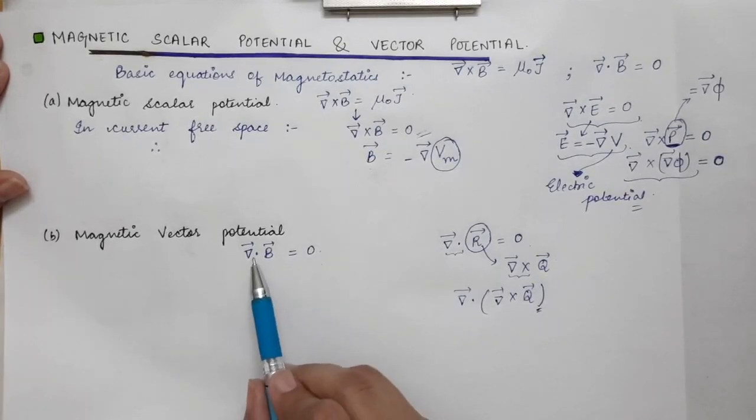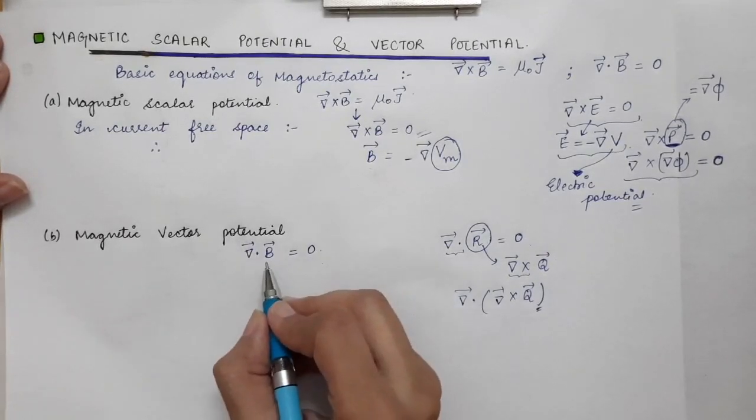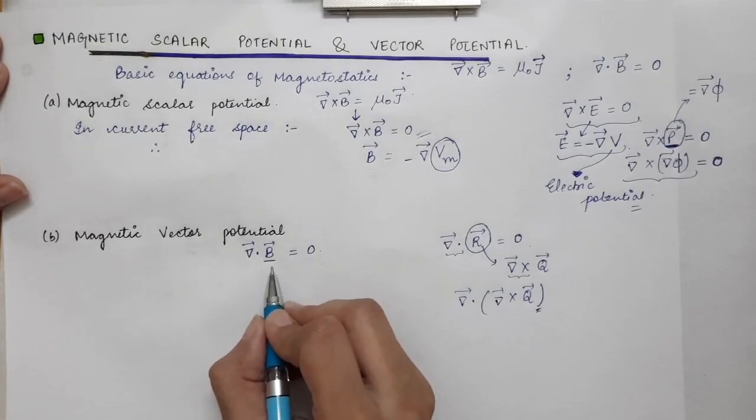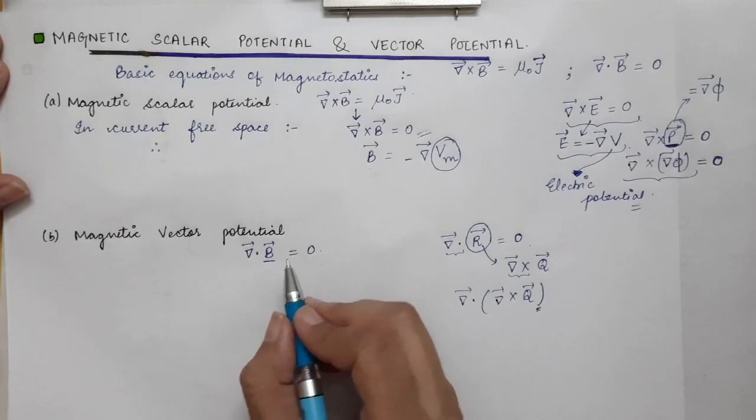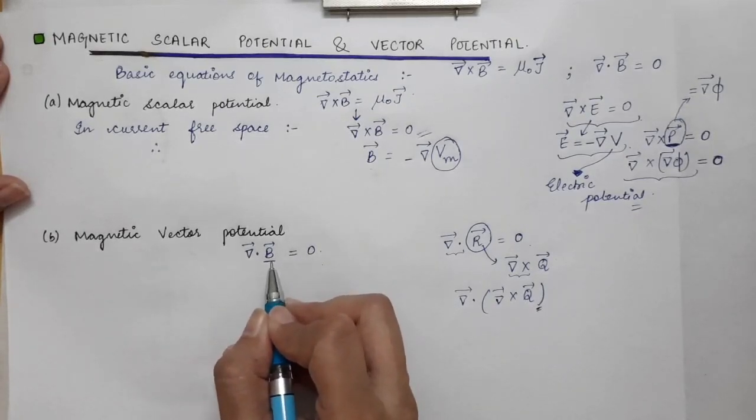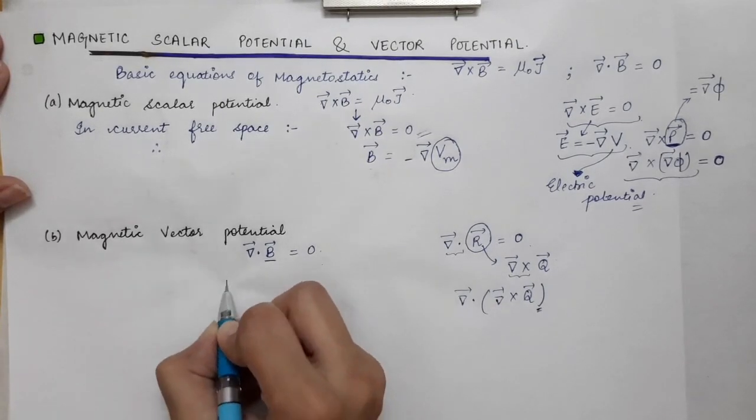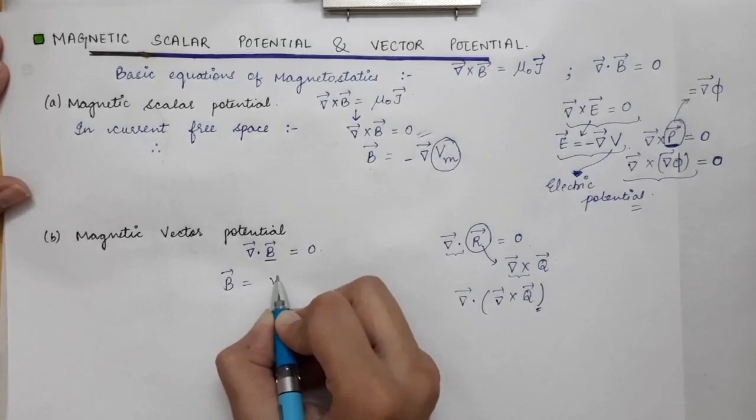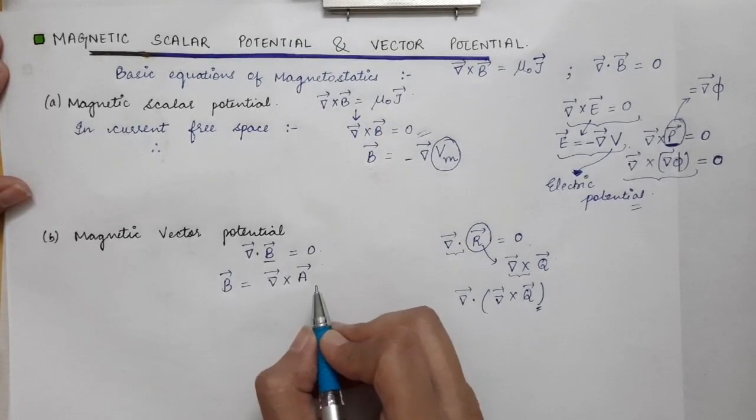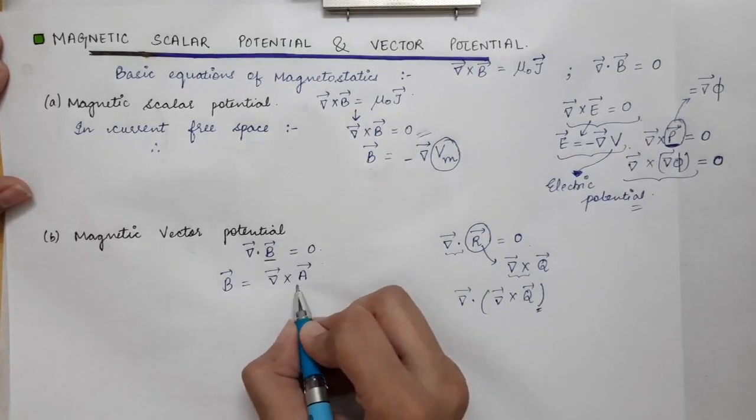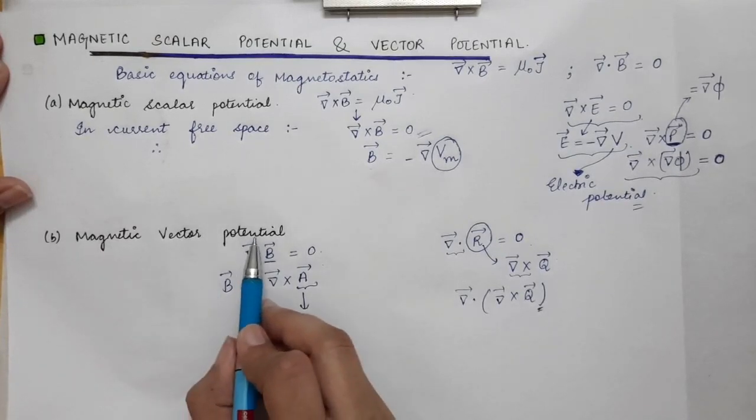We know that the divergence of the magnetic field is always equal to 0. So this magnetic field can be written as the curl of some other vector. Let's suppose that other vector is the A vector. So if the divergence of the B vector is 0, then the B vector can be written as the curl of some other vector, and we denote that vector by the A vector. This vector is called the magnetic vector potential.